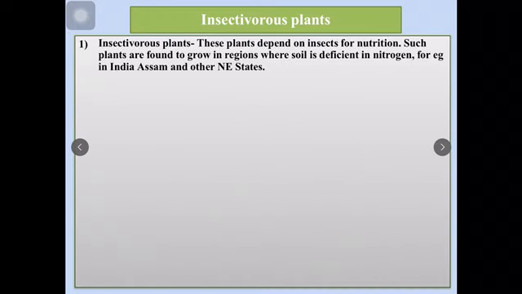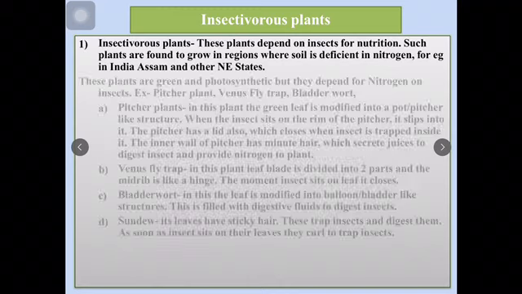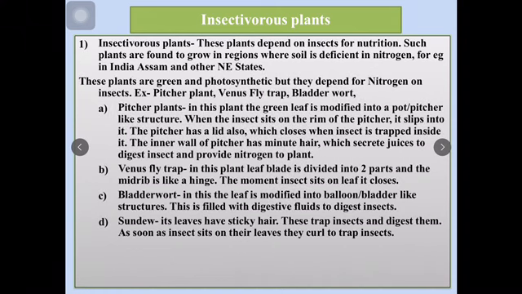Now why only insects? Why not any other animal? Simple. Plants are very simple organisms. They depend on insects because insects, first of all, are small in size and easy to digest. Plants don't have any digestive system like animals. So they have certain modifications by which they can easily trap the insects and digest them to get nitrogen.